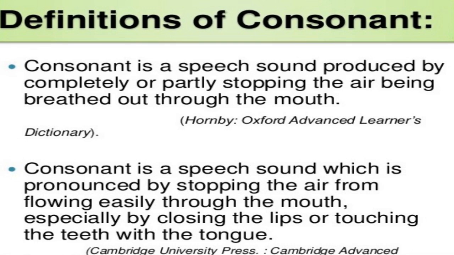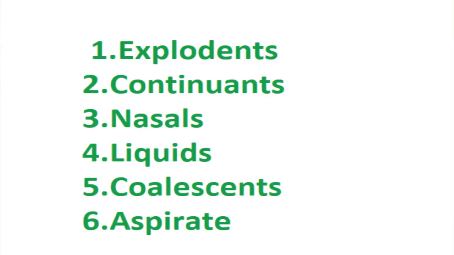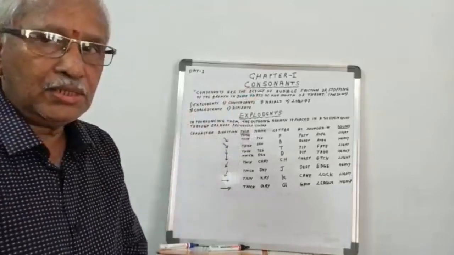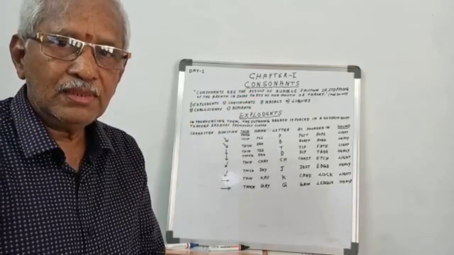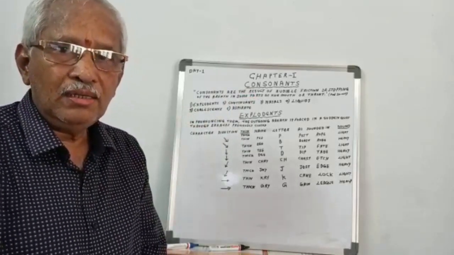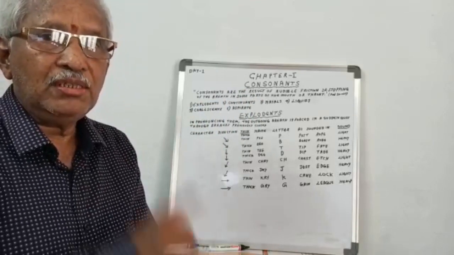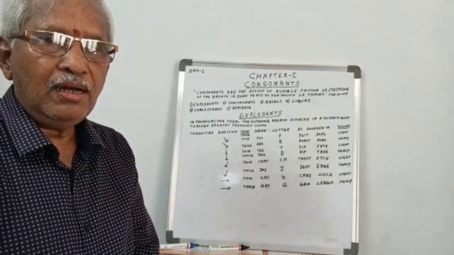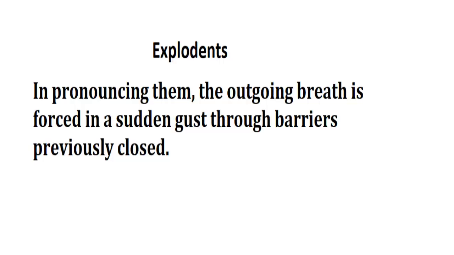There are 6 types of consonants. What are they? 1. Explodents. 2. Continuants. 3. Nasals, liquids, coalescents, aspirate. Today we take up the first group of consonants, explodents.